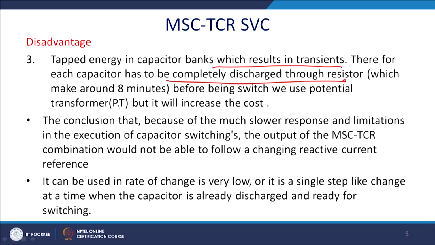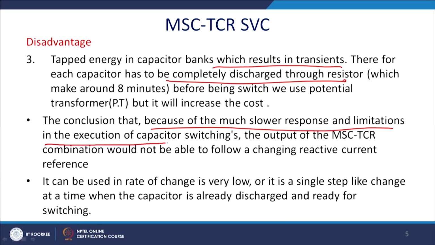You have to dissipate all the energies before being switched. We use a potential transformer (PT) also sometimes, but generally it will also increase the cost. Thus, we can conclude that because of the much slower response and the limitations in execution of the capacitor switching, the output of this MSC-TCR combination would not be able to exchange the reactive current reference. So, it had to be fitted with the dynamically controlled TCR.